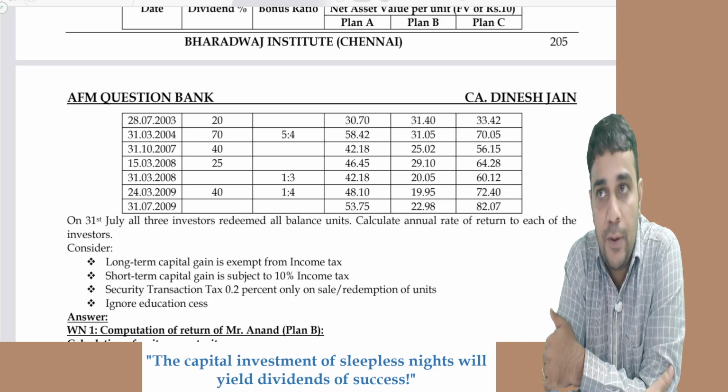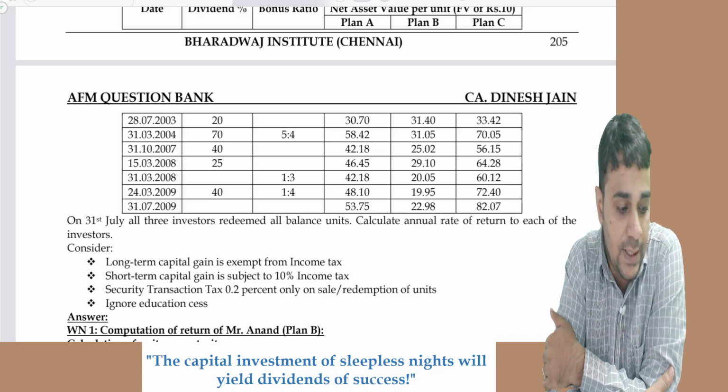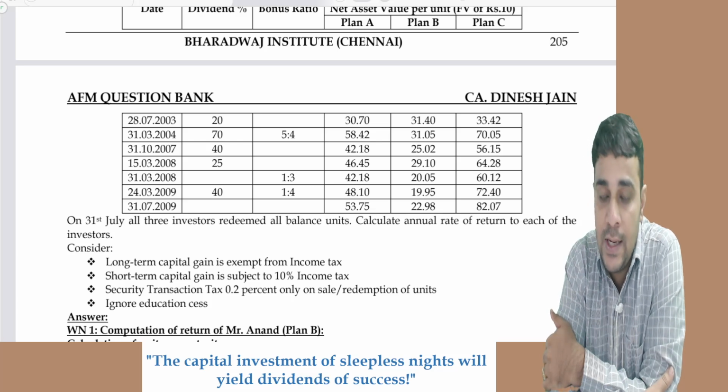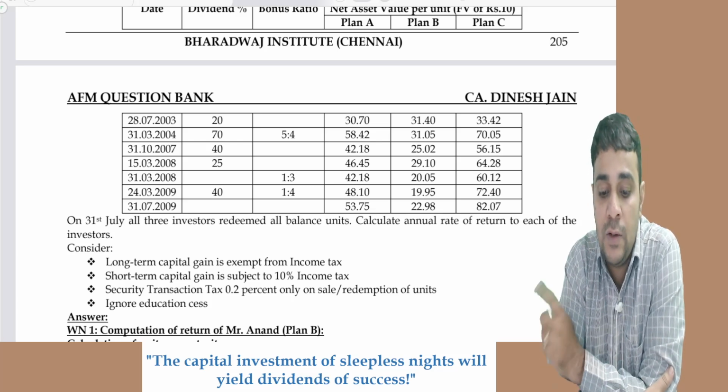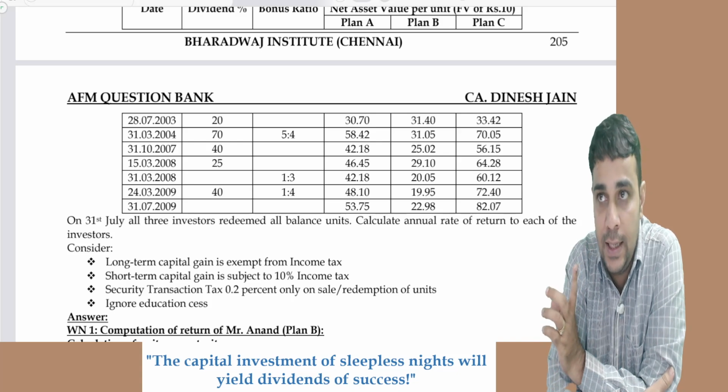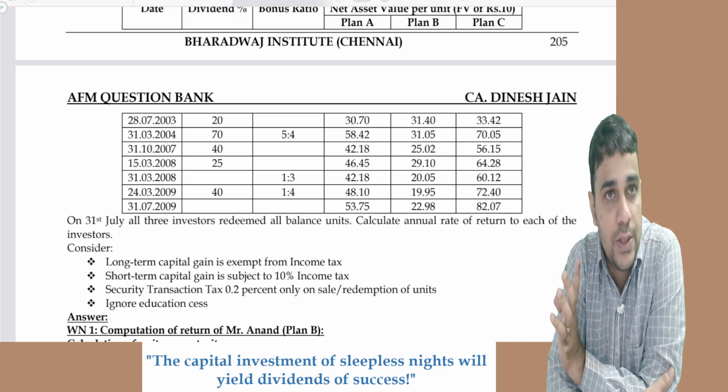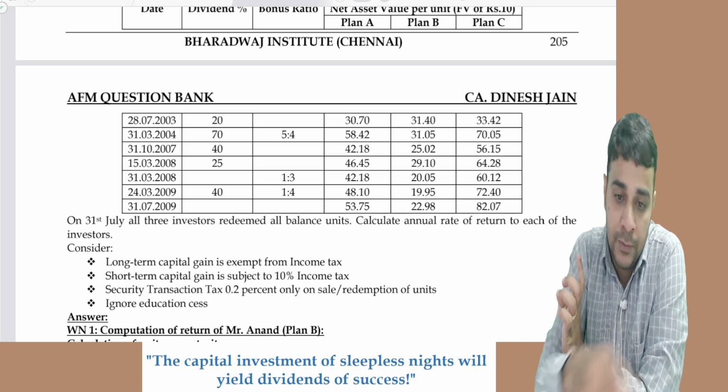LTCG exempt from income tax. STCG subject to 10% income tax. STT 0.2% for sale and redemption, not for purchase. Ignore education cess. Clear? This is the information.